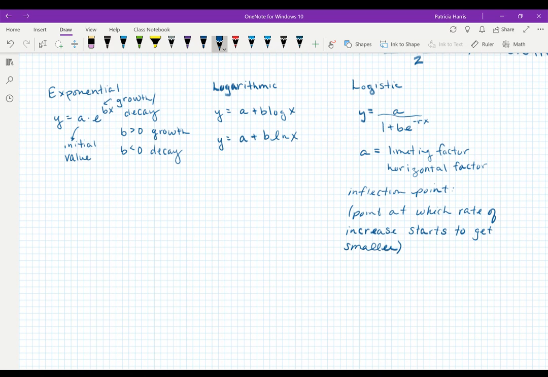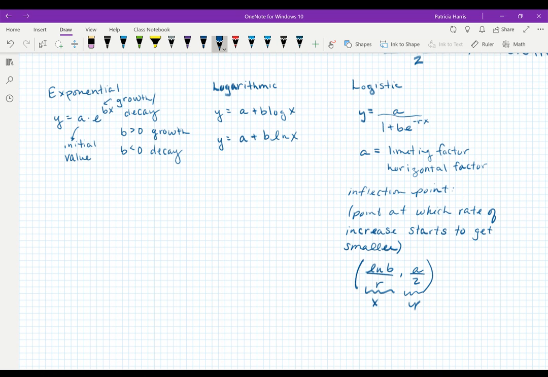Okay, and there's actually a formula for this. It's ln of b divided by r, and then A over 2, like that. So it's an actual point. This will be an x value and this will be a y value.